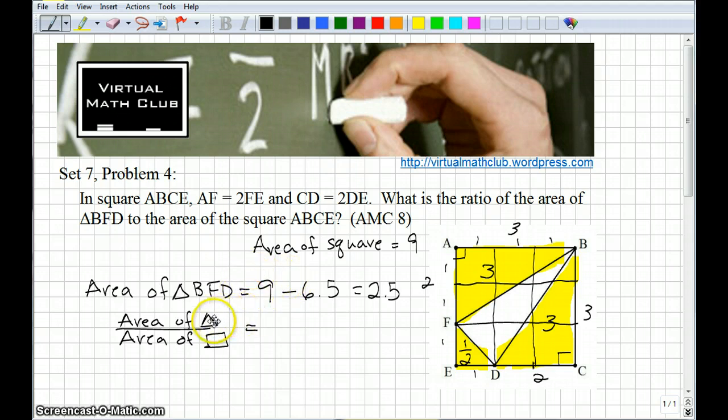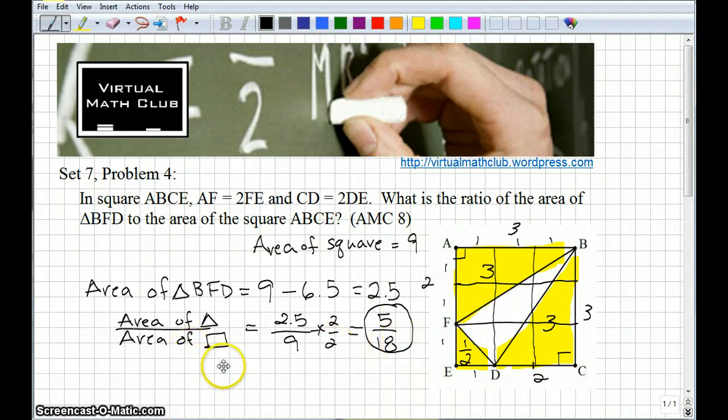Okay, so the area of the triangle, BFD, is 2.5, and the area of the square is 9. Now usually you express a ratio in terms of whole numbers. So I'm going to multiply this by 2 over 2. That's just 1, so we aren't changing the quantity here. We're just multiplying by 1. But that allows us to express this as 5 over 18 instead of 2.5 over 9, which is kind of a complex fraction. So 5 over 18 is a better answer.